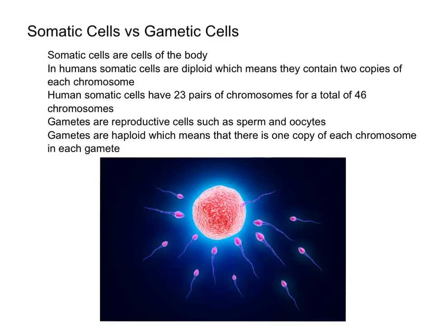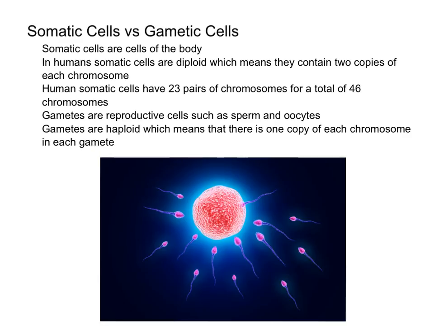So in this video, I'm going to explain the difference between somatic cells and gametes or gametic cells. Pretty much somatic cells are cells of the body. They're pretty much everything except for gametes. So your skin cells, your liver cells, the cells in your eye, the cells in your hand, for example, literally everything except for gametes. So obviously, when we talk about somatic cells and genetics in general, we're going to be talking a lot about humans.